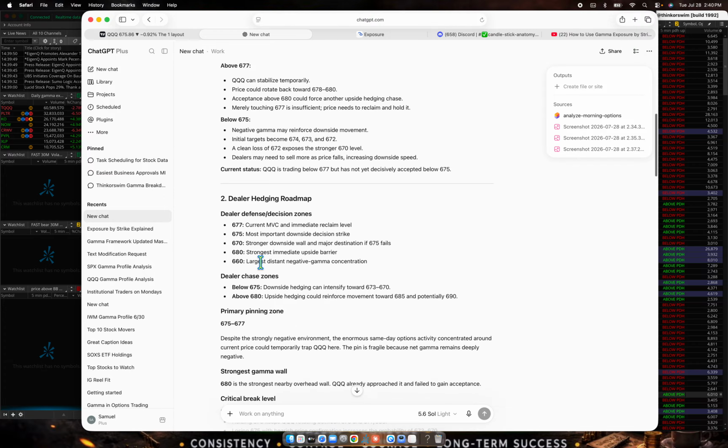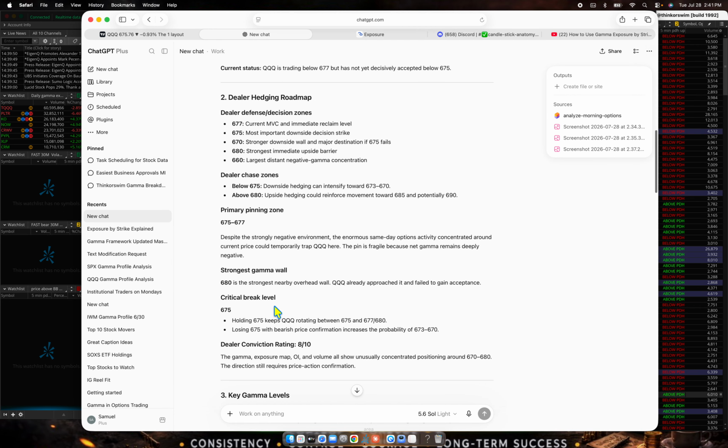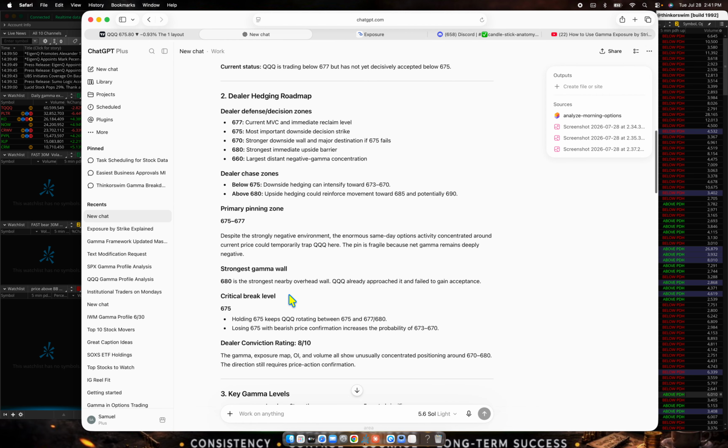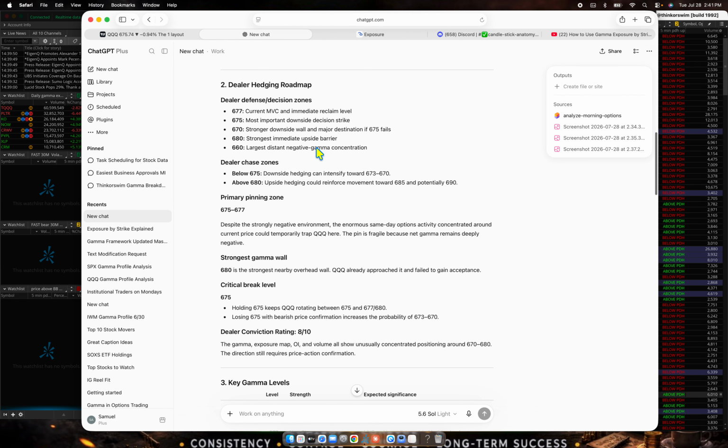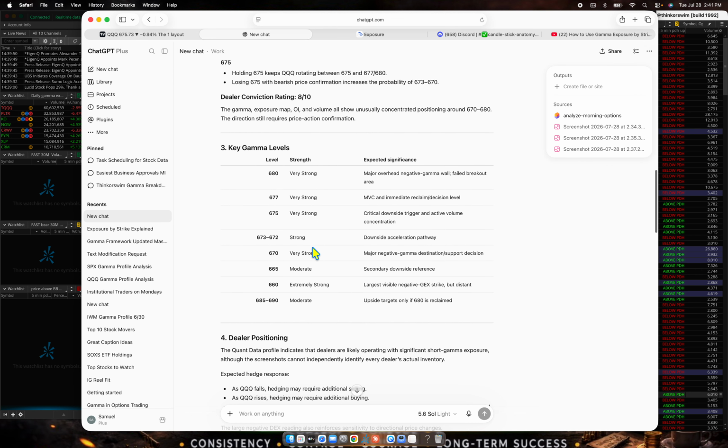The framework I'm going to give you is also going to give you a dealer hedging roadmap, right? That's going to tell you defense levels. It's going to give you pinning areas. It'll give you the strongest gamma walls. It'll give you critical break levels, support and resistance levels. I say you guys can go through all this yourselves. I'm not going to sit up here and read everything, but you can pause this video if you want to read it.